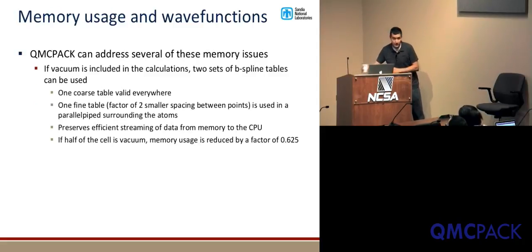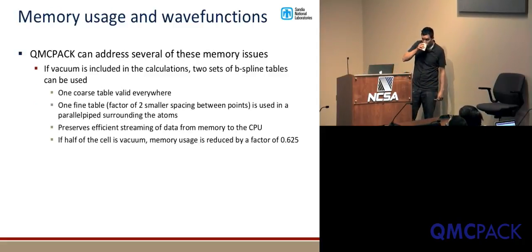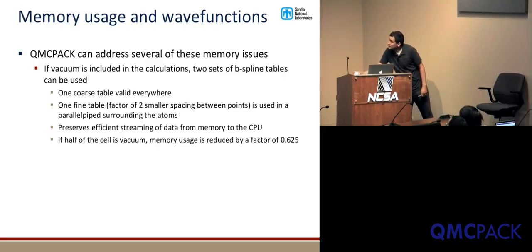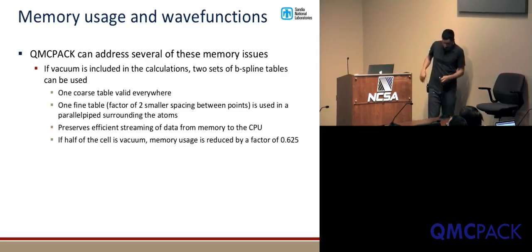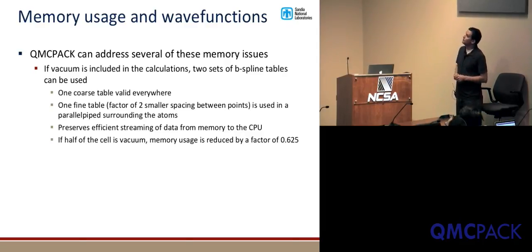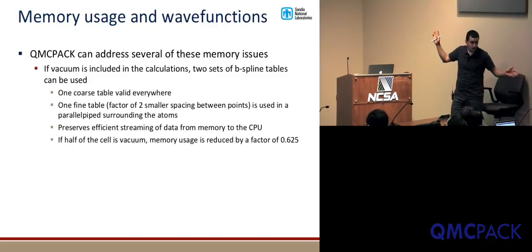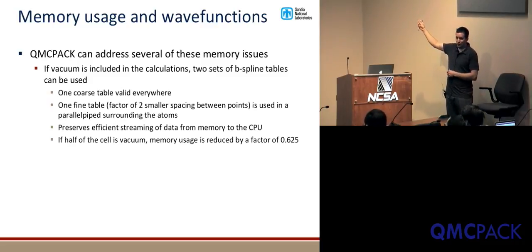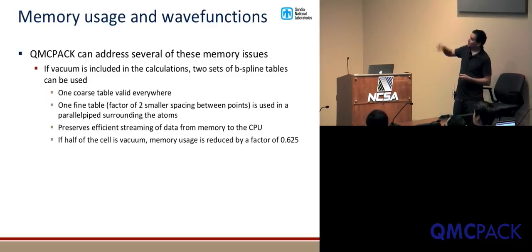Now, QMCPACK has tricks to address several of these issues. The first is this case of, let's say, graphene, where I've got something like vacuum included in my calculations. The way we do this and maintain an efficient usage of memory and vectorization is we'll generate one coarse B-spline table that's valid everywhere. So if some electron happens to walk really far away for whatever reason, you still have it represented. You don't have an actual zero, which can cause problems.